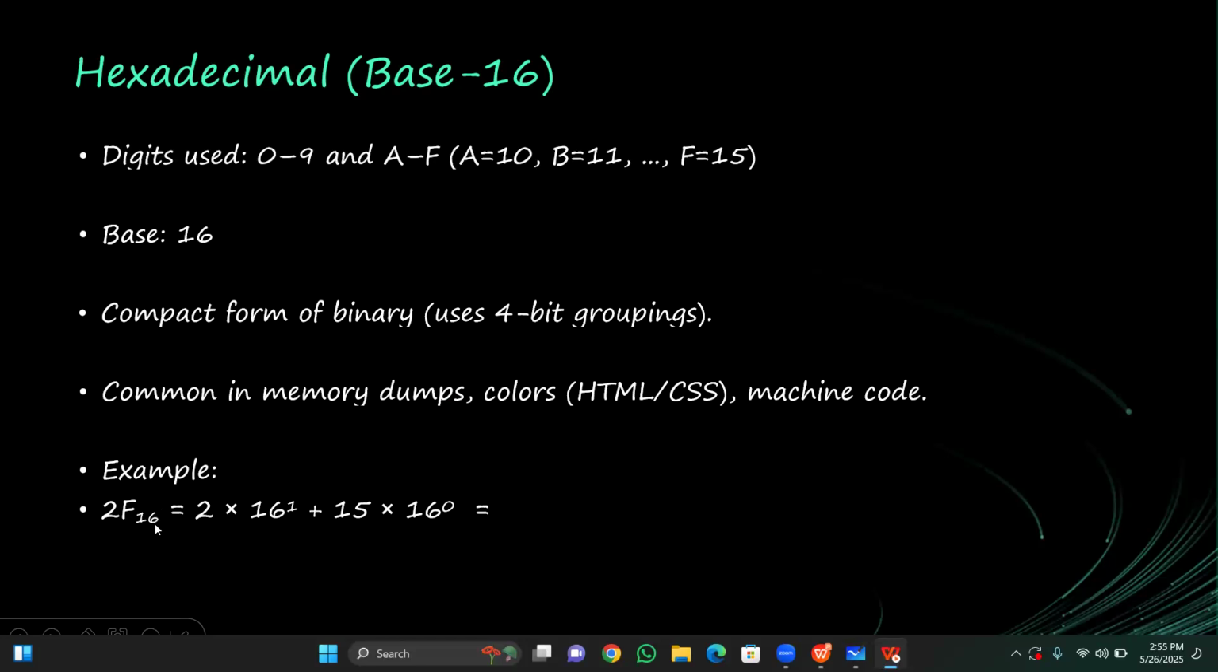2F in base 16. If you convert it using the positional values, you will have 2 times 16 raised to power 1, because the 2 is in positional value of 1, and the F is in positional value of 0. So 2 times 16 raised to power 1 plus 15 times 16 raised to power 0. 2 times 16 will give you 32. 15 times 1, because 16 raised to power 0 is 1. It will give you 47. So you can see that 2F and 57 are all equal to 47.